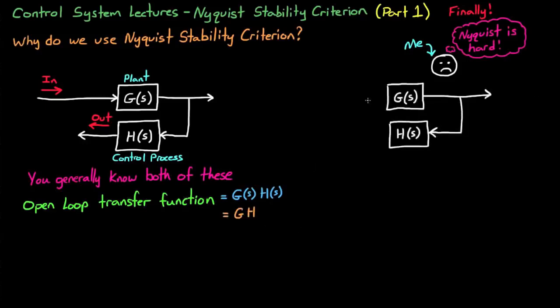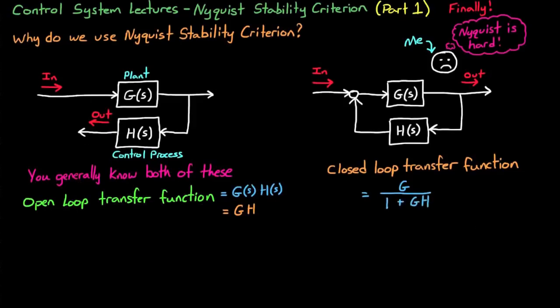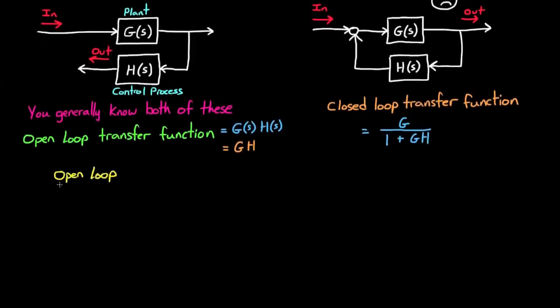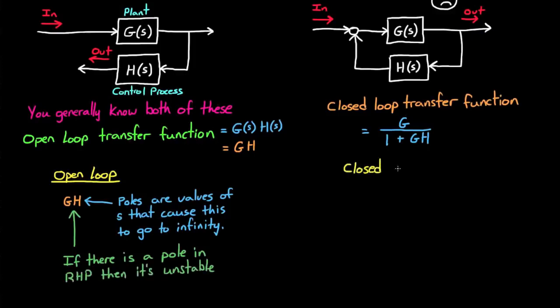When we close the loop, this physically adjusts the transfer function for the entire system, and you can reduce the block diagram into a closed loop transfer function, G divided by 1 plus G times H. So you can determine if your open loop system is stable by finding the poles of G times H. The poles are values of S that cause you to divide by 0 in the transfer function and so that the result blows up to infinity. If there's a pole in the right half plane, then the open loop transfer function is unstable.